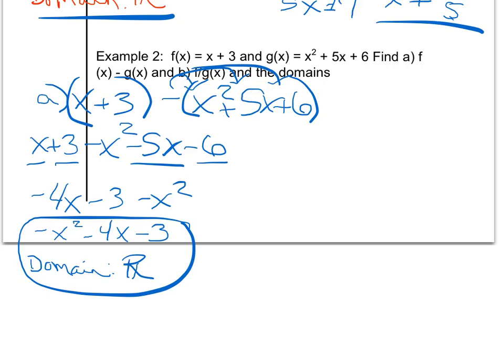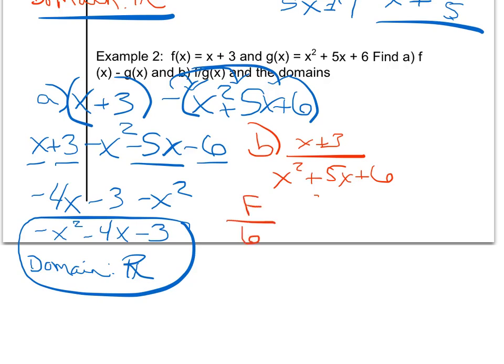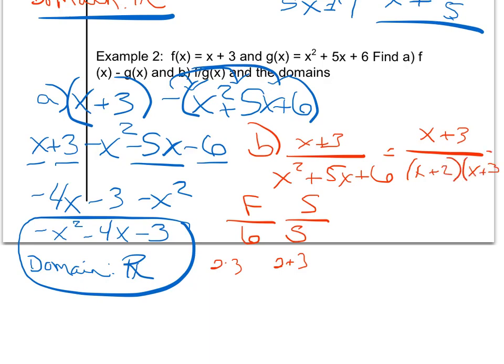Part 2, or part B, asks me to divide. So f over g would be f over g. And as I said before, I need to be able to factor. So I see that the bottom I could use a factor sum table and do factors of 6 with a sum of 5, which would be x plus 3 on top. 2 times 3 is 6 and 2 plus 3 is 5. So I'll do x plus 2 and x plus 3.